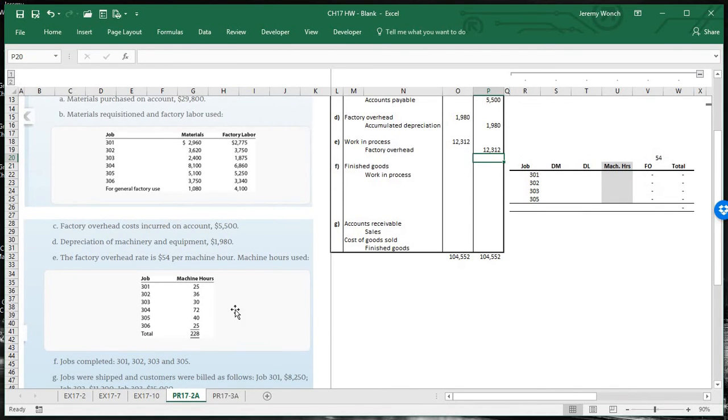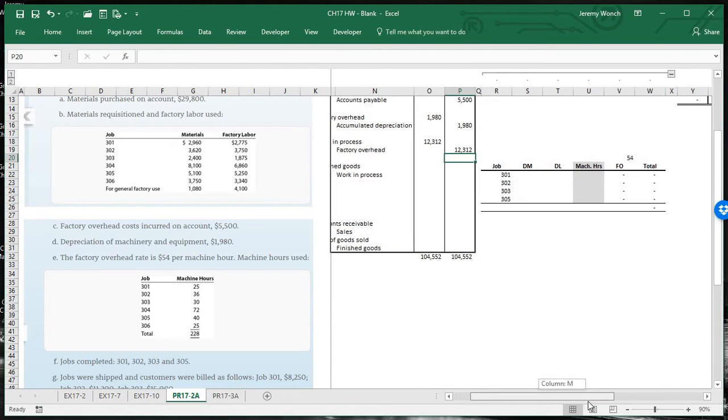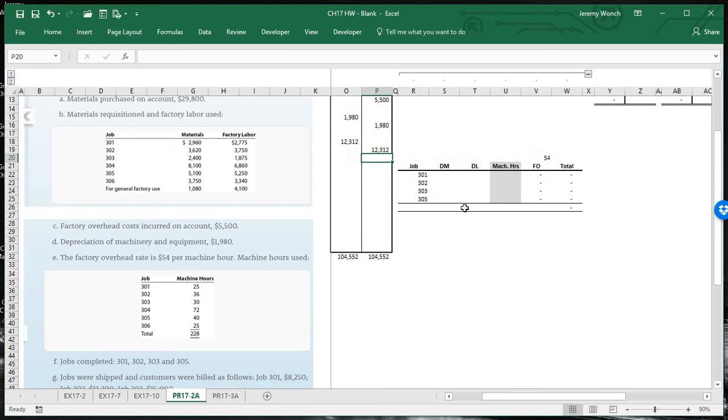Okay, part F. So we have jobs 301, 2, 3, and 5 have been completed. To do this one, we're going to take these jobs, 1, 2, 3, and 5, and move them out of work in process and into finished goods. Just to make this easy, we have this little table off to the side. We have the jobs that are completed, 1, 2, 3, and 5.